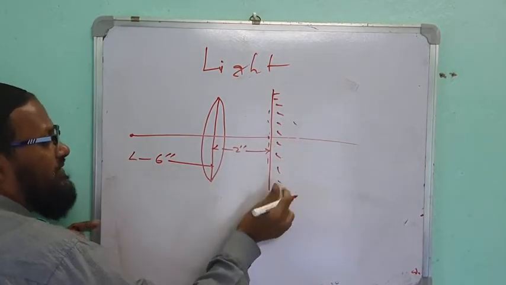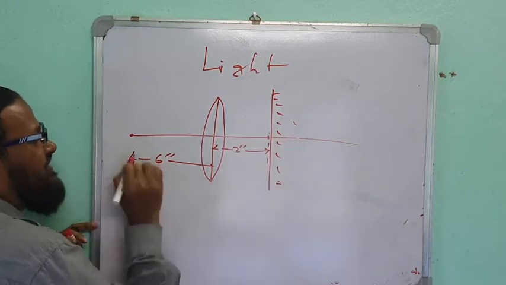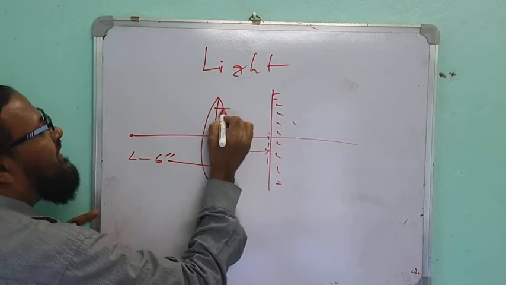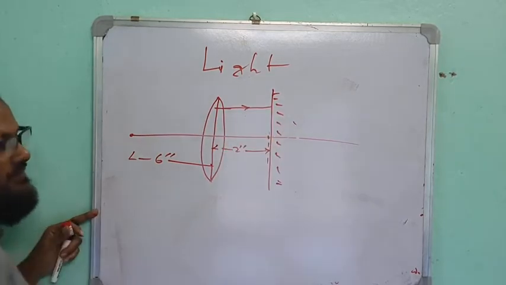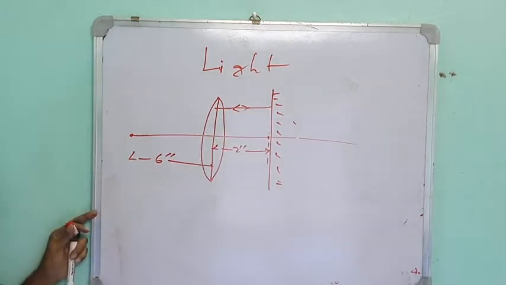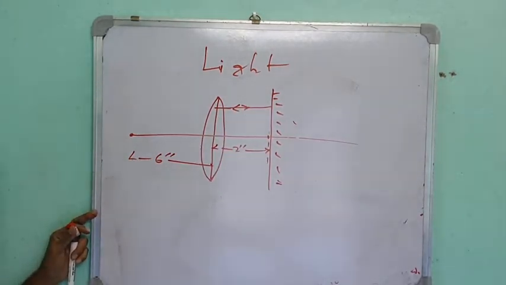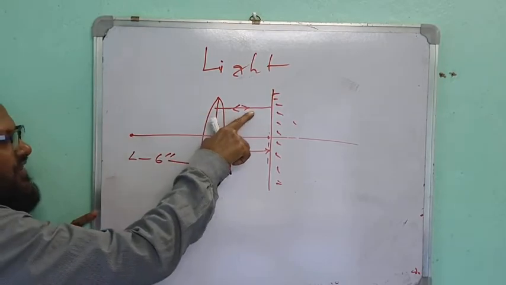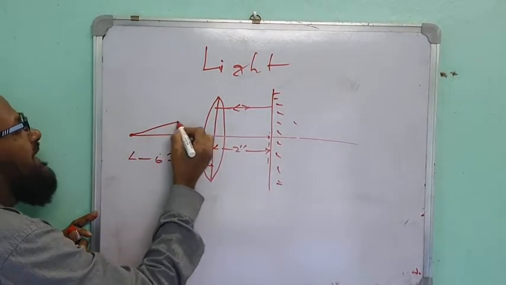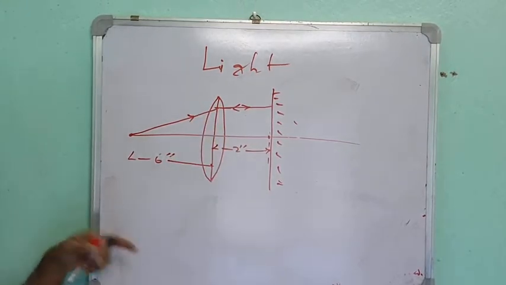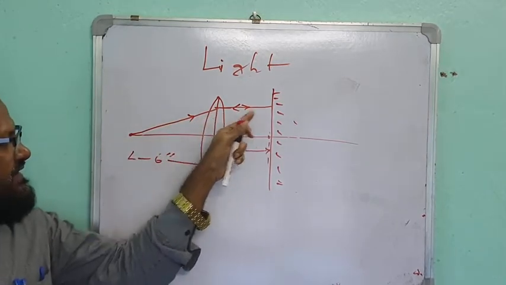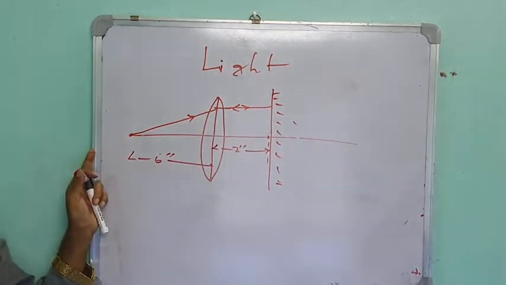Please see here. This is the plane mirror. This is the front surface. From the mirror, here is the rule. If a ray goes like this, the ray will come back. When the ray is moving like this, here it should be like this. What is this? We have seen just now. From this point, this is parallel. What is the name of this point?